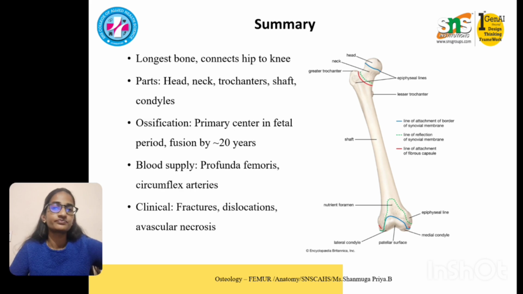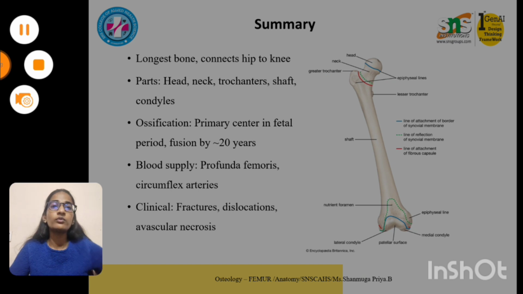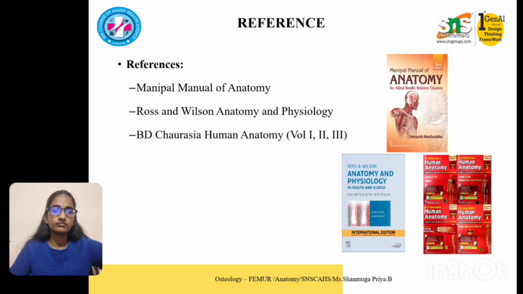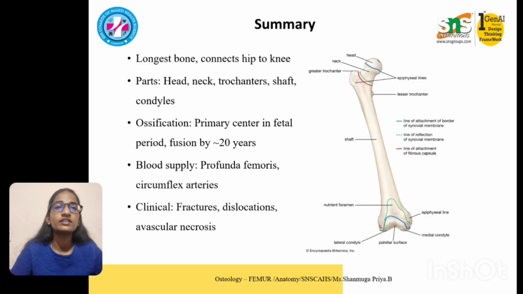And now we are going to see the summary. In summary, the femur is the longest bone connecting the hip and knee, and has parts like the head, neck, trochanters, shaft, and condyles. Ossification has a primary center in the fetal period, fusing at about 20 years. Blood supply comes from the profunda femoris and circumflex arteries. It is clinically prone to fractures, dislocations, and avascular necrosis.